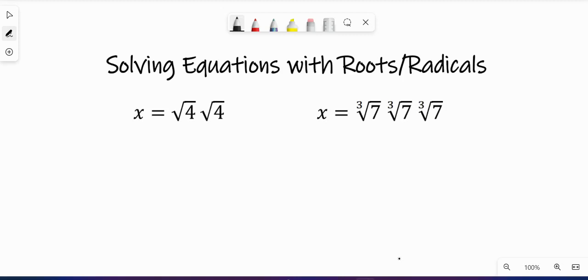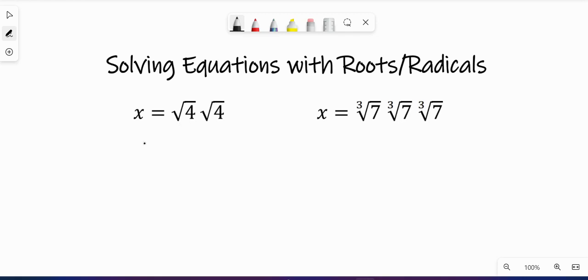In today's video, we are going to be solving equations with roots and radicals. So square roots, cube roots, anything involving the radical symbol we'll be using at some point in these equations. And a lot of these you'll notice is going to be very similar to how you've solved equations before, just with one extra step to get rid of a square or a square root.